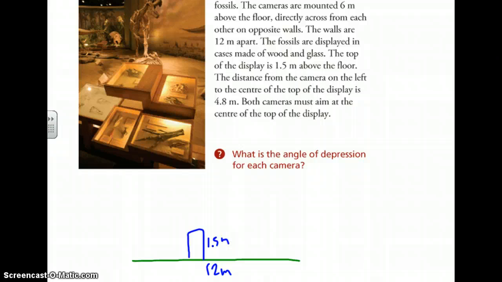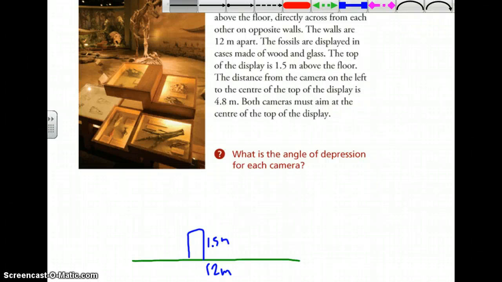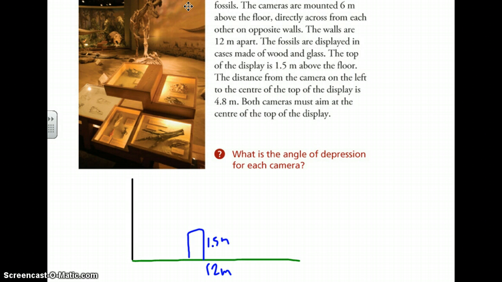The cameras are mounted 6 meters above the floor, so those are kind of like our walls. So 6 meters, 6 meters. The cameras are going up on each corner here, and those are 6 meters. And we have the distance from the camera on the left to the center of the top of the display is 4.8 meters. So the distance from here to there is 4.8 meters.